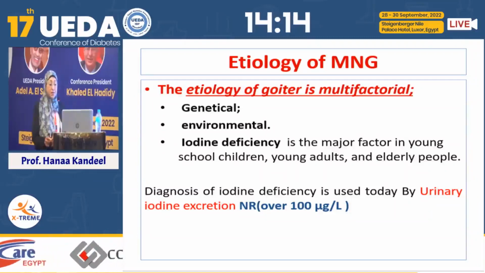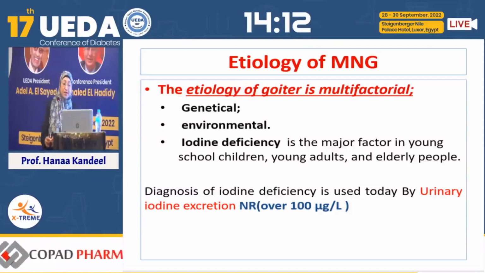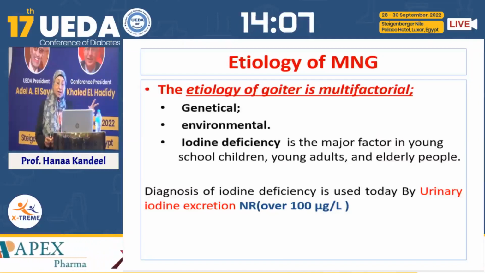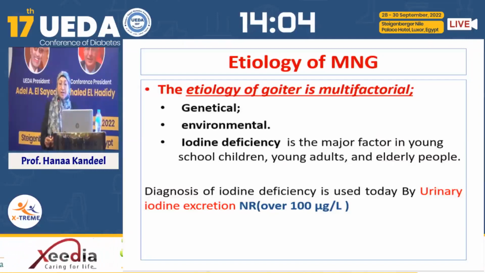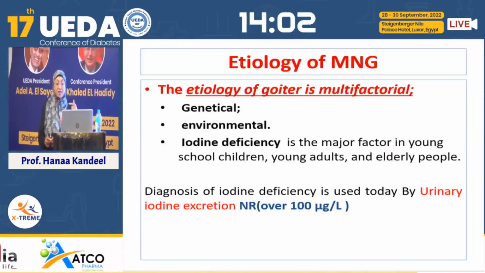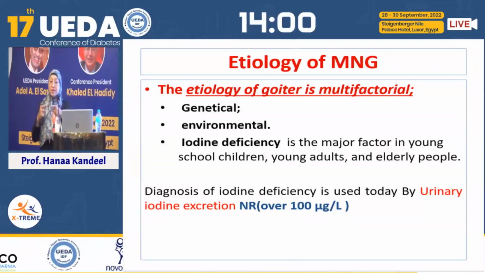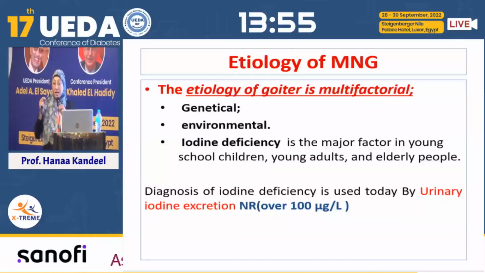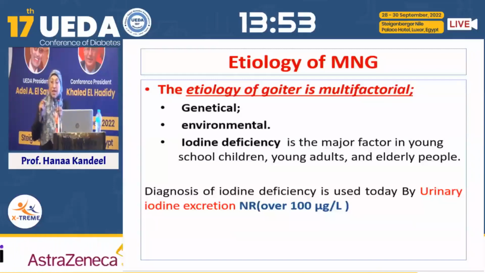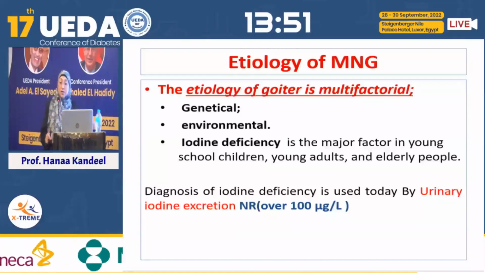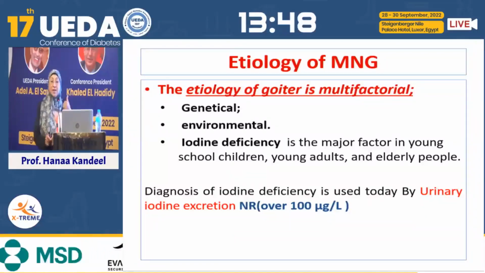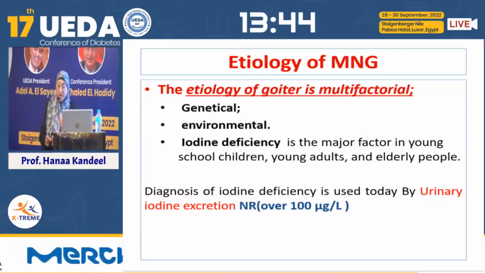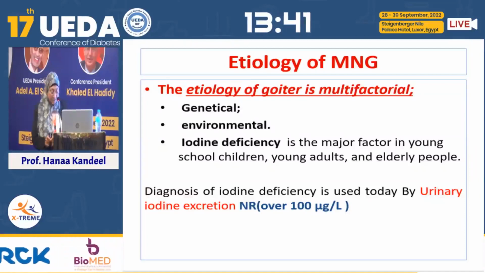The etiology of goiter is genetic, environmental, and iodine deficiency. Iodine deficiency is usually a disease of young children and young adults, but the genetic and environmental factors coincide together. If the gene is present and the patient has a family history and genetic predisposition, in addition to the environmental factor, which acts as epigenetics, this leads to the occurrence of thyroid diseases.